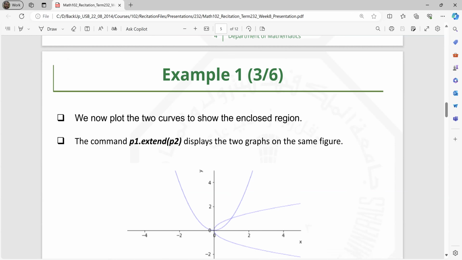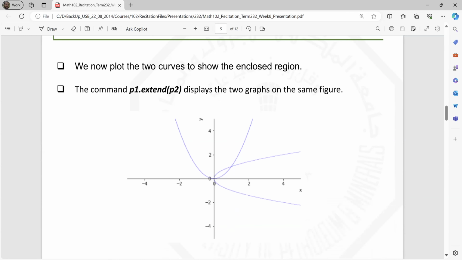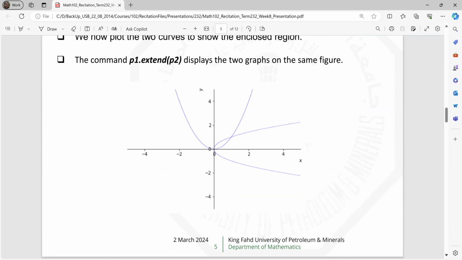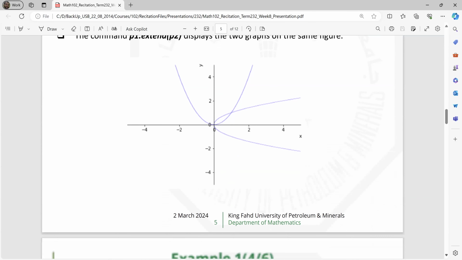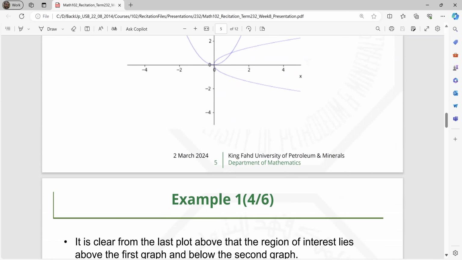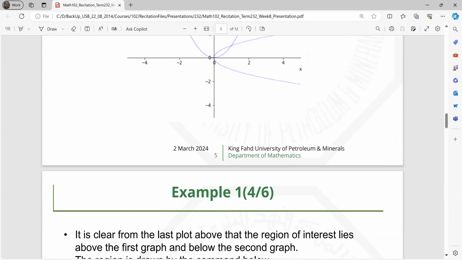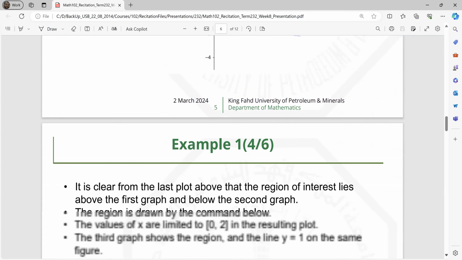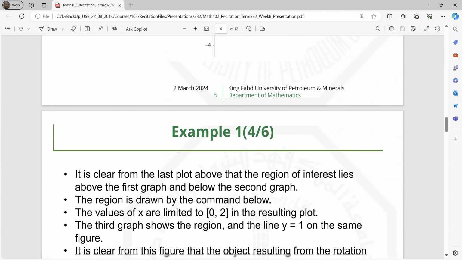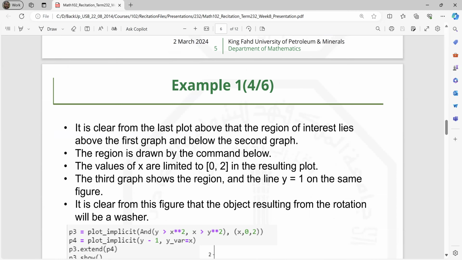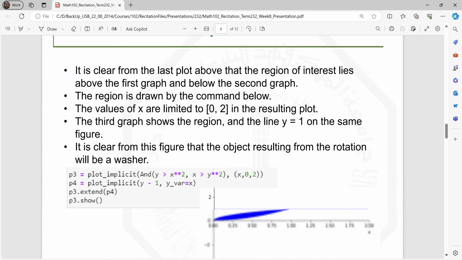Okay, so one of the main things one could do is, first of all, to identify the region of interest. And you could notice that the values of x would be limited to be between 0 and 2 in the horizontal plot. And the third graph showed also the y equals 1 axis.